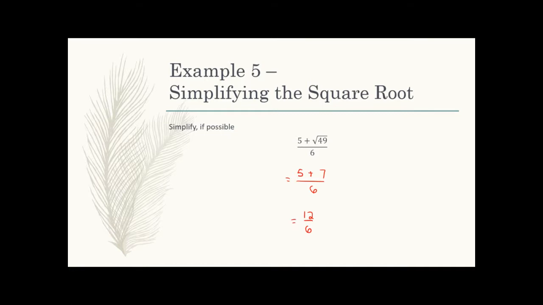And then you can do 12 over 6. You can reduce that or divide that. That gives you 2. So this simplifies to 2. So you take that square root, and then you're following the order of operations. We have to simplify on top of the fraction before we can do that division.